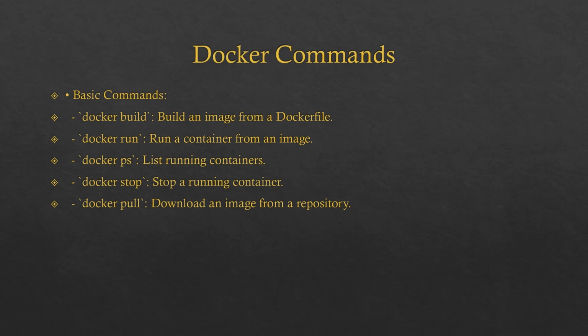Here are some essential Docker commands. docker build is used to create an image from a Dockerfile. docker run starts a container from an image. docker ps lists all running containers. docker stop is used to stop a running container. docker pull allows you to download images from a repository. These commands are fundamental for working with Docker in any development environment.